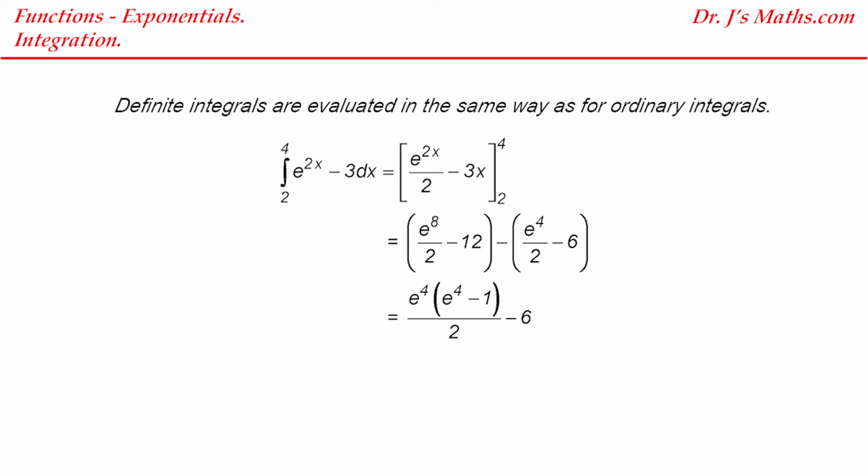over 2 minus 6. Tidy up that, we've got an e to the 4 in both of those odd terms, so therefore e to the 4 outside of e to the 4 minus 1, they've both got a common denominator of 2, and then we have minus 12 plus 6, which is minus 6.